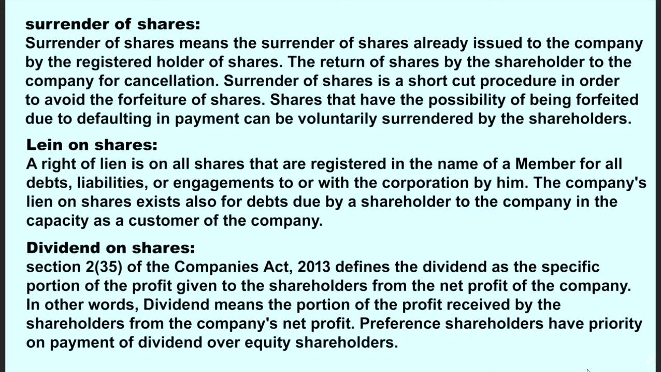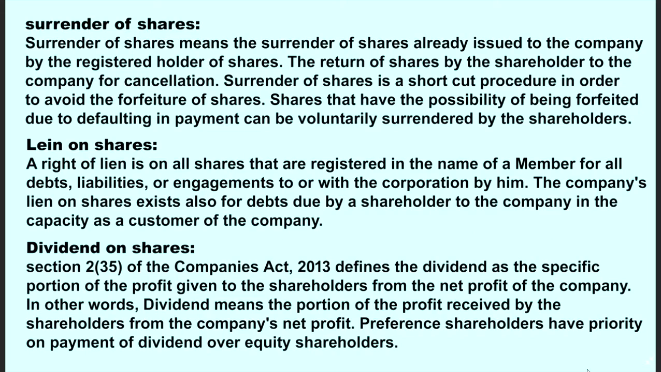Dividend on shares. Section 2 Clause 35 of the Companies Act 2013 defines the dividend as the specific portion of profit given to the shareholders from the net profit of the company. In other words, dividend means a portion of profits received by the shareholders from the company's net profit.